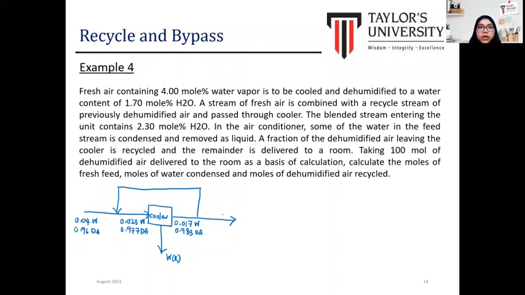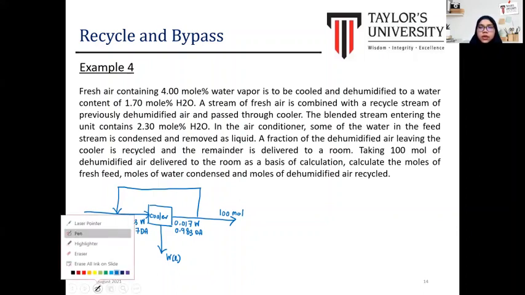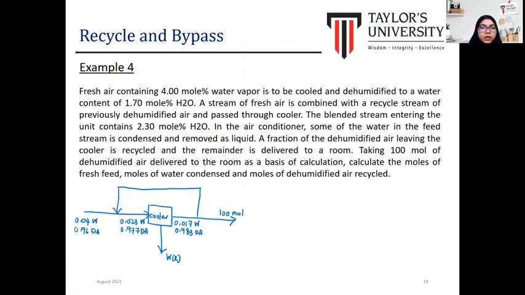Okay, the remainder is delivered to the room. Taking 100 moles of the dehumidified air delivered to the room as a basis of calculation, calculate the moles of fresh feed and moles of water. Okay, this is what we already extracted using the information given. So we need to define the unknown variables.